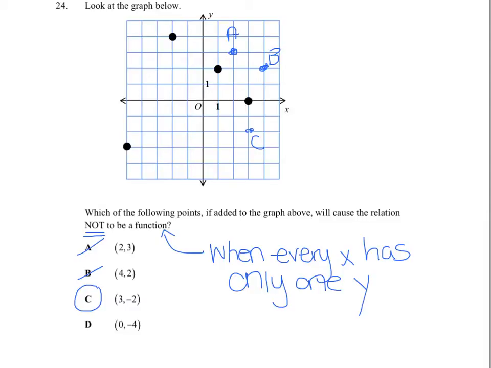But let's just double check the last point. We've got 0, 1, 2, 3, 4. -4 is right here. D, that's still a function. So we know our answer is going to be C.